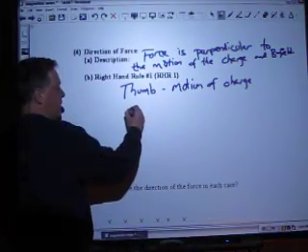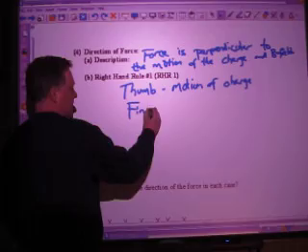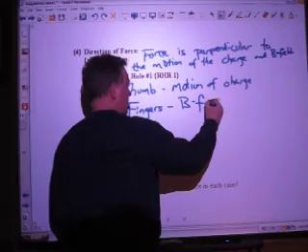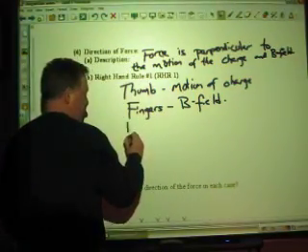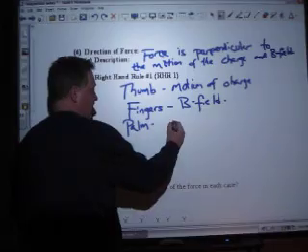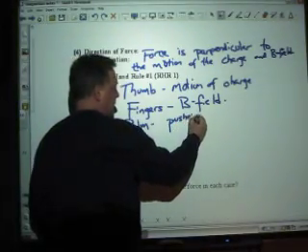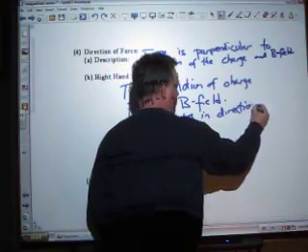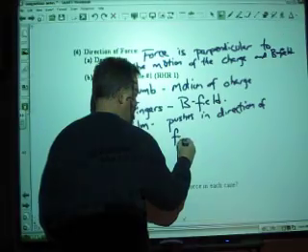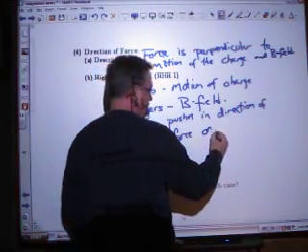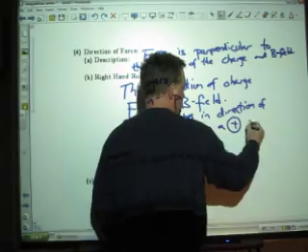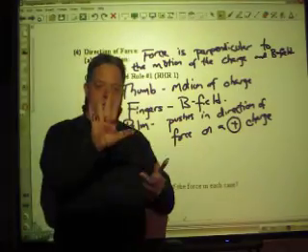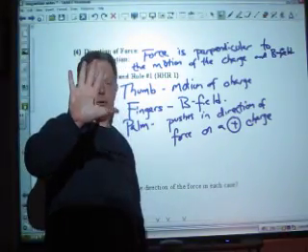We're going to use our fingers to represent the magnetic field, and our palm will then push in the direction of the force on a positive charge. Now in order for this to work, we have to make sure that our thumb, our fingers, and our palm stay perpendicular to one another.